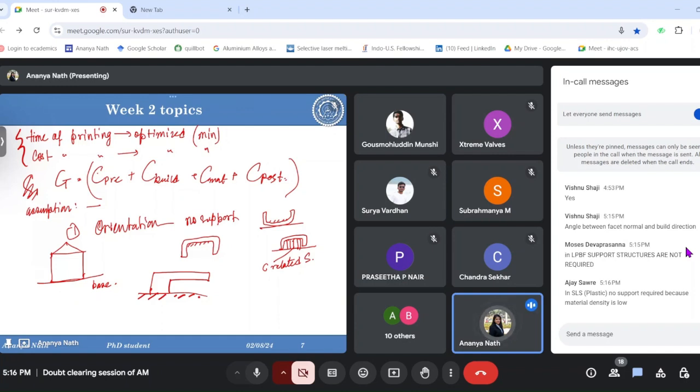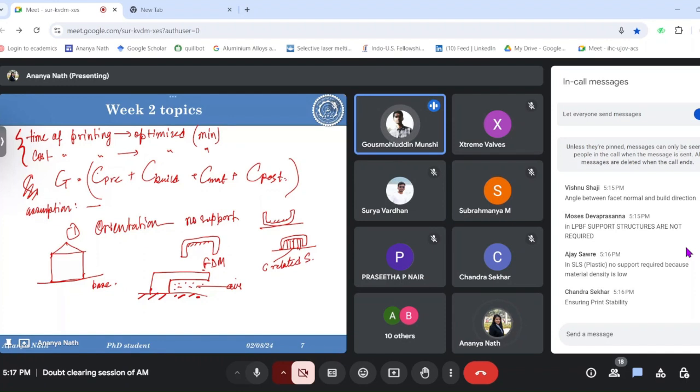What is the other need of support structure? Let me reframe my question. Here we are putting support because there is nothing; this is air, right? In the FDM process, this is air. So that's why we are putting support below this, so that the supports act as a pillar and hold the part during printing, right? Correct. Okay, some answers are there: ensuring print stability.